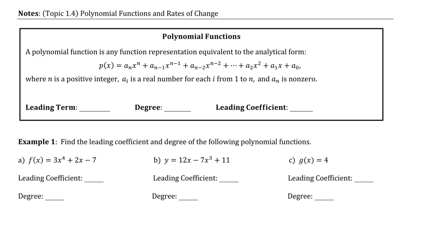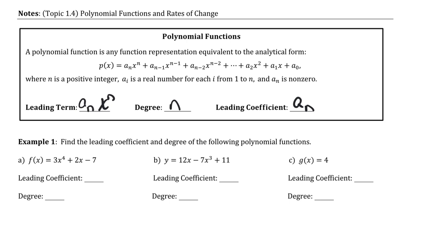The leading term in this case would be the a sub n x to the nth. And remember, this n down here doesn't have any value. It just tells you where it is in the list. But the n up here is an exponent, so that definitely has some value. The degree would be the n, and the leading coefficient would be a sub n. Pretty simple. Hopefully you remember that.